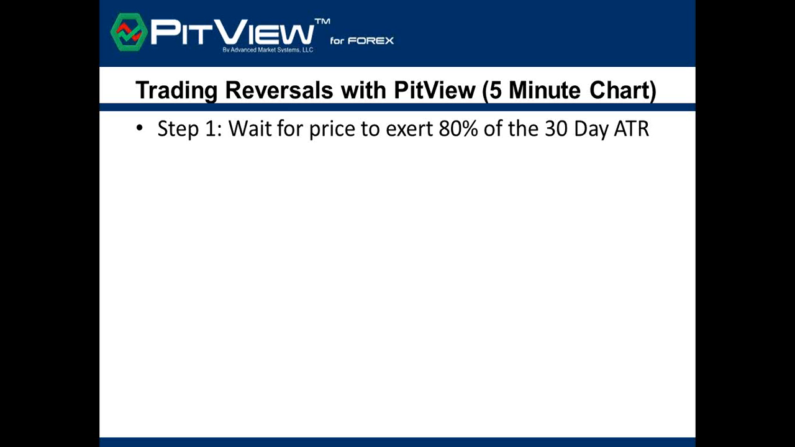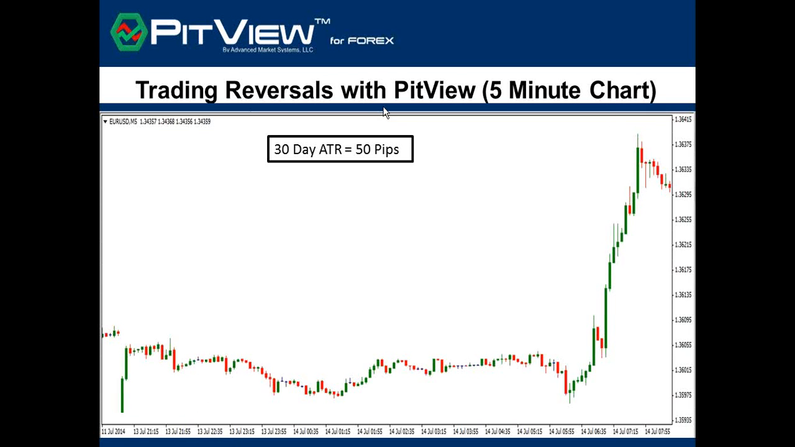So when trading reversals, this is not trading momentum, this is trading reversals. What we do is we wait for price, just like down that 30-day ATR, we would wait for price to exert 80% of whatever that 30-day ATR number is. For example, the euro dollar, if the 30-day ATR is 50 pips, the trade filter for this is once price has exerted from the low down in here to the high right up in here, you need for the euro dollar to have exerted about 80% of whatever this number is.